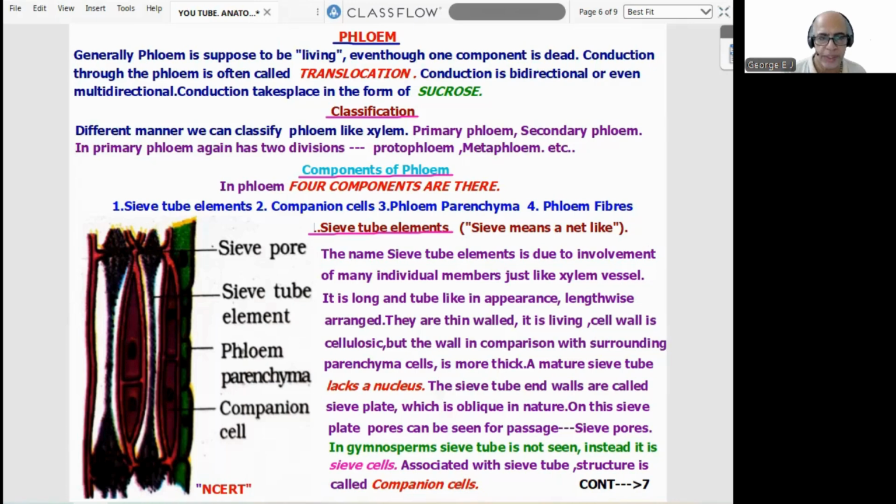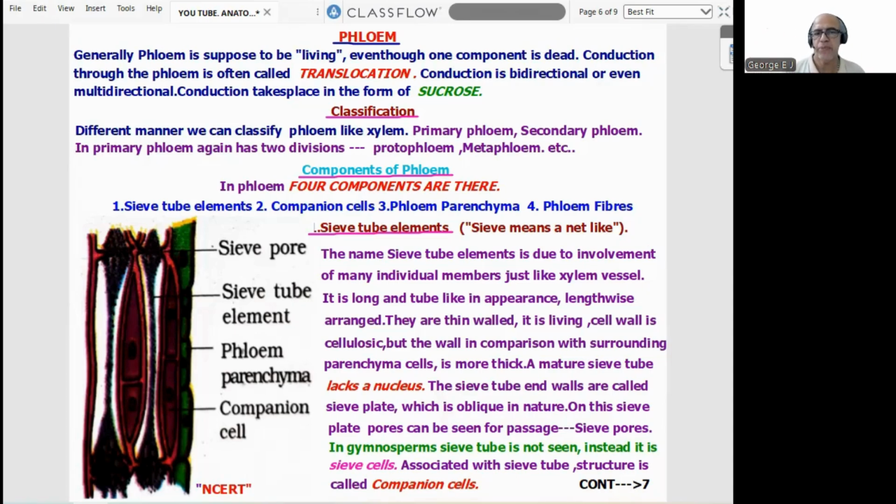Now comes classification. In a different manner we can classify phloem, like xylem. Primary phloem, secondary phloem. In primary phloem, again two divisions: protophloem, metaphloem, like protoxylem, metaxylem. Now come the components of phloem. In phloem, four components are there: sieve tube elements, companion cell, phloem parenchyma, and phloem fibers.